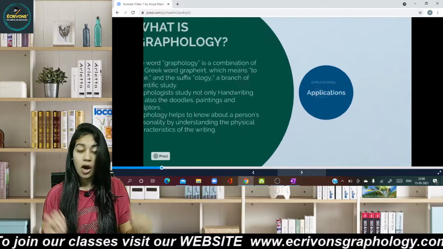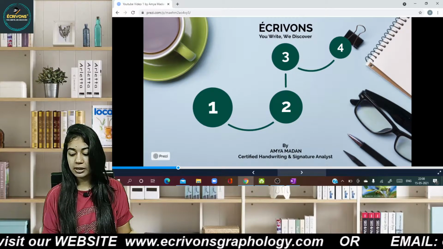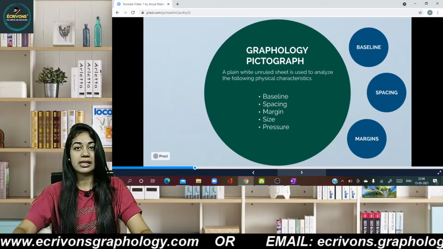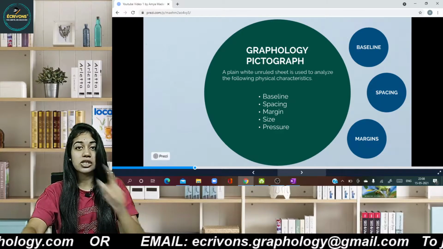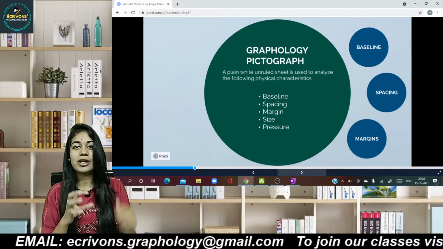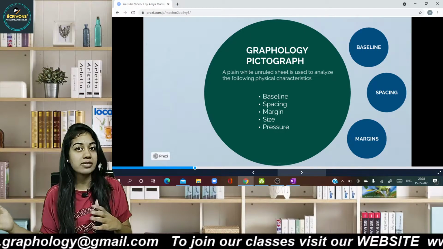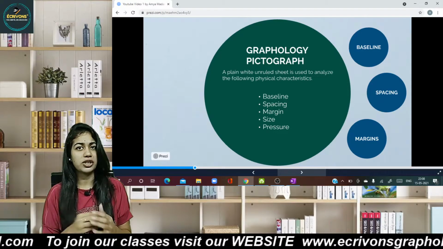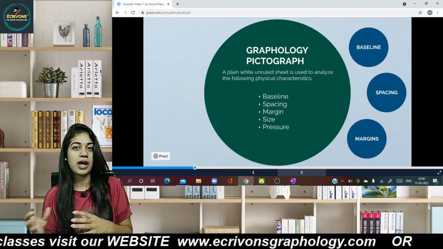So today, in today's lecture, we are going to discuss something really very interesting and important, that is the Graphology Pictograph. Yes, you heard it right. What does and how does this sheet of paper tell so much about a person? That is what we are going to look at, and in the further videos over the next few weeks, we are going to focus on that only. There are different aspects which we can look at.